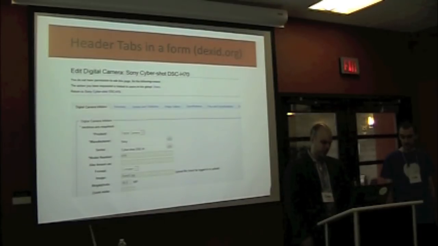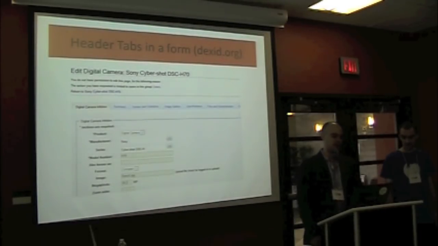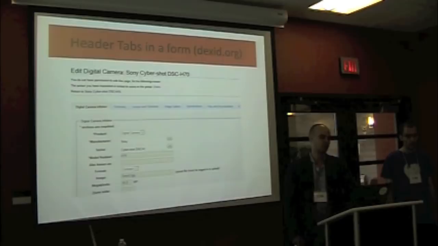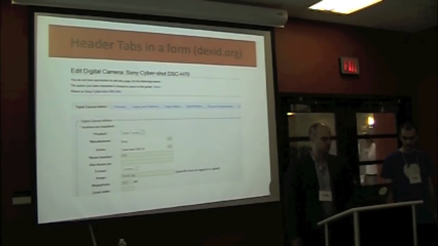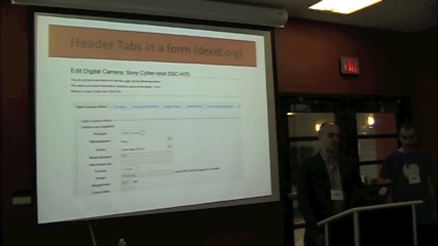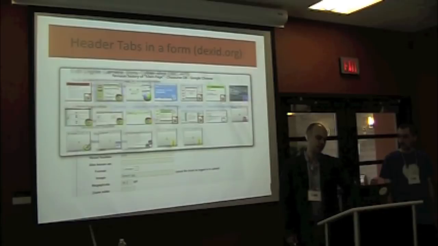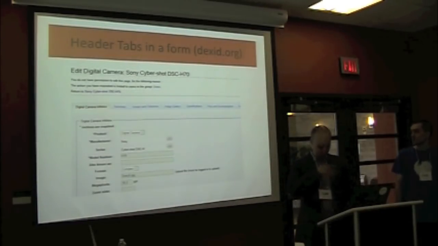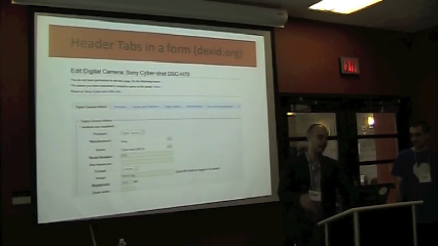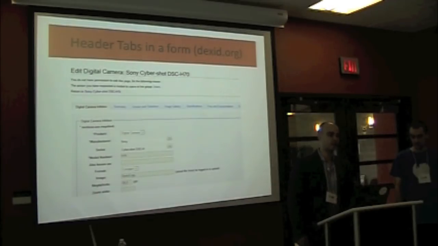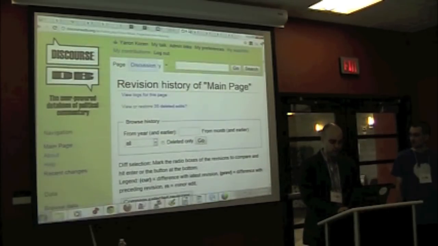Here is a screenshot of what Header Tabs looks like. It's an easy way of creating tabs for separating content, and there's nothing semantic about it, as with a lot of these, but it's often used in conjunction with Semantic MediaWiki based pages, because in some cases they have a lot of fields, so this is a nice way of splitting them out so it's not all one huge form.